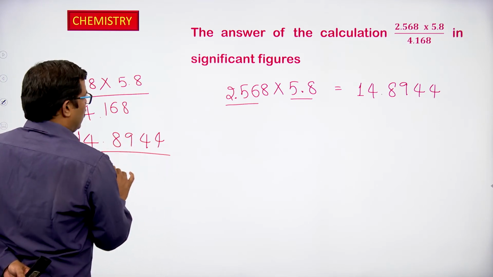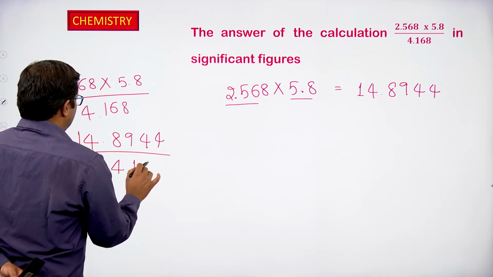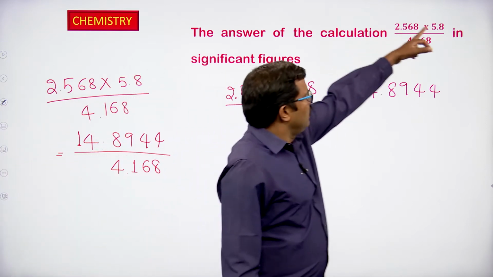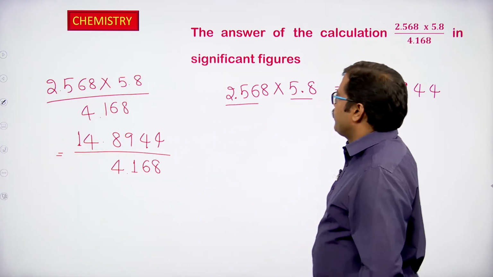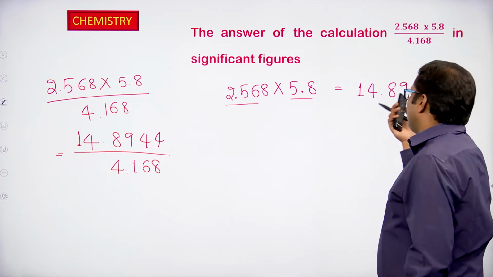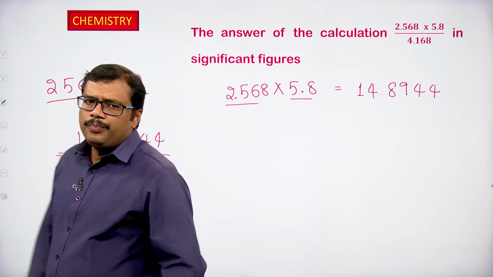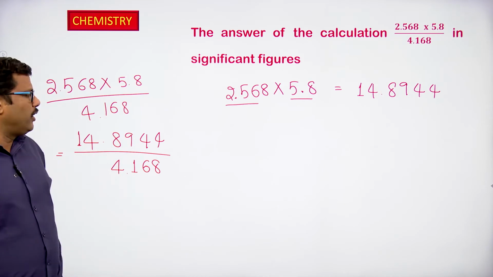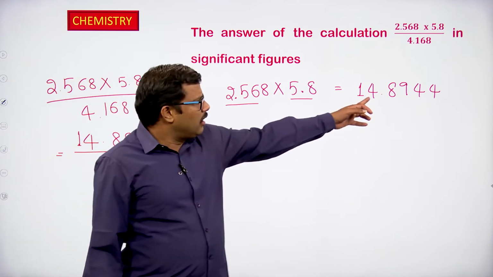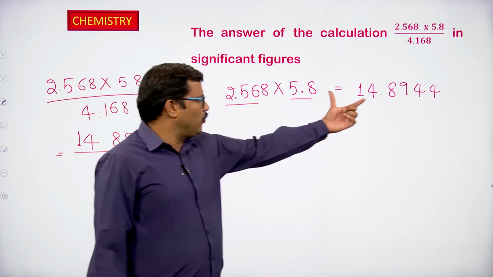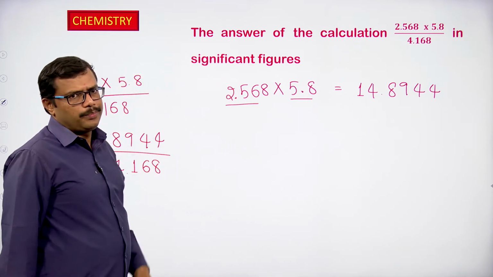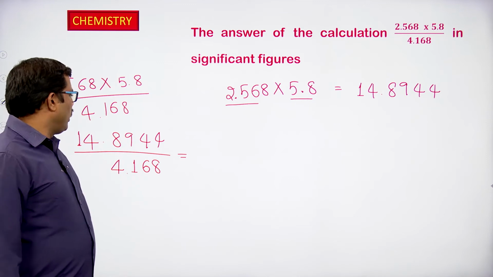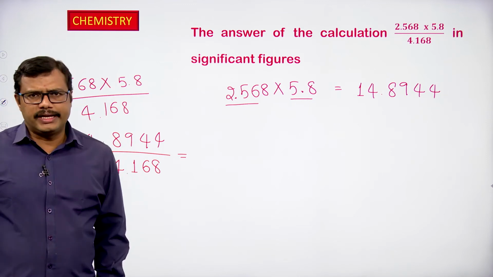Okay. Similarly, further if we are going for the division, 14.8944 divided by 4.168. So, here we have first multiplied the two numbers, and then we are dividing it with 4.168. When 2.568 into 5.8 gives 14.8944, and we divide it with 4.168, what are we going to get? Can we use this number directly as the value for dividing with 4.168? Just try to calculate this answer.